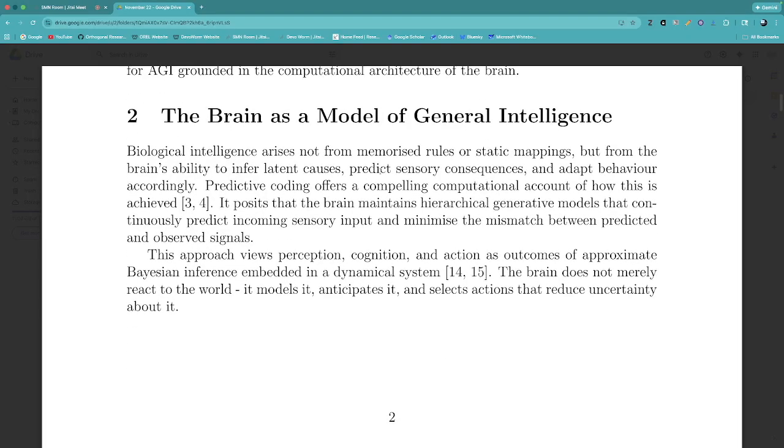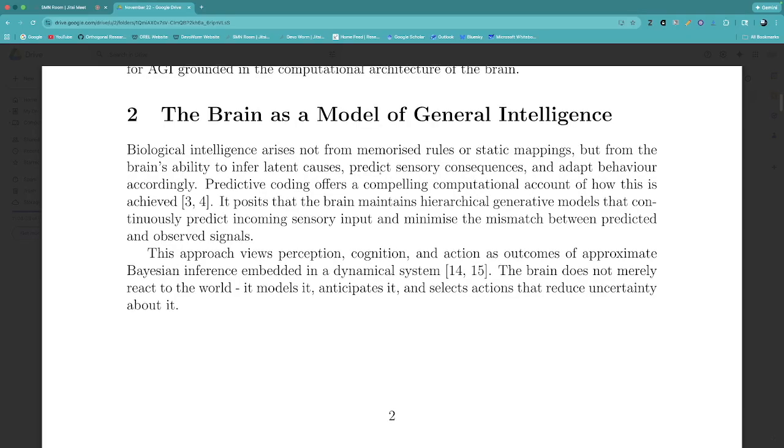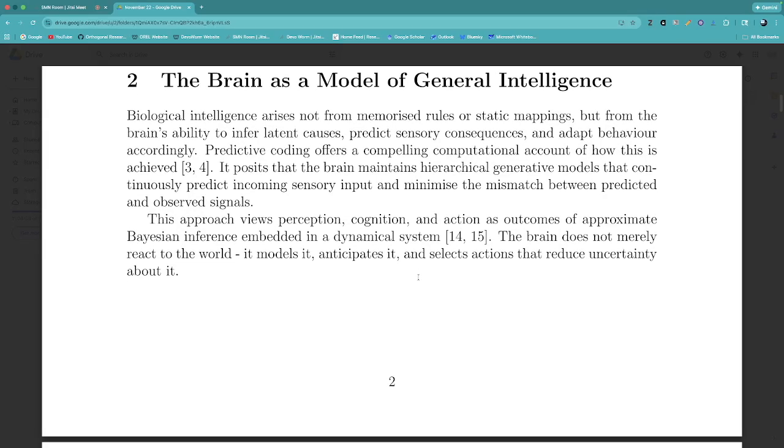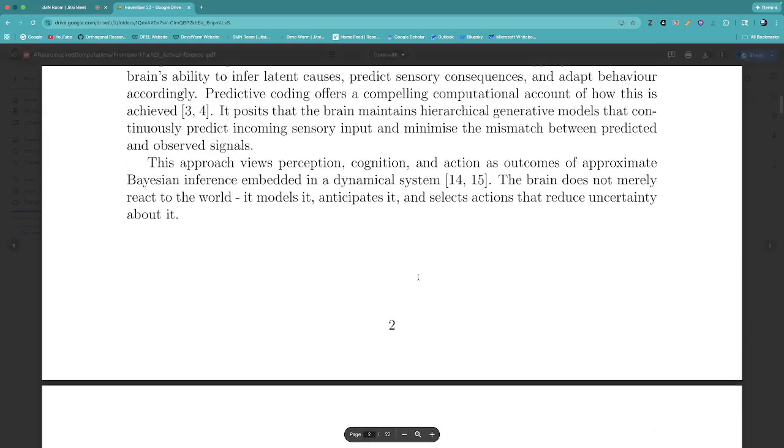So there's this model of general intelligence, where we view perception, cognition, and action as the outcomes of approximate Bayesian inference embedded in a dynamical system. And this allows us to have a model where we are able to approximate the world, anticipate it, and select actions that reduce uncertainty.